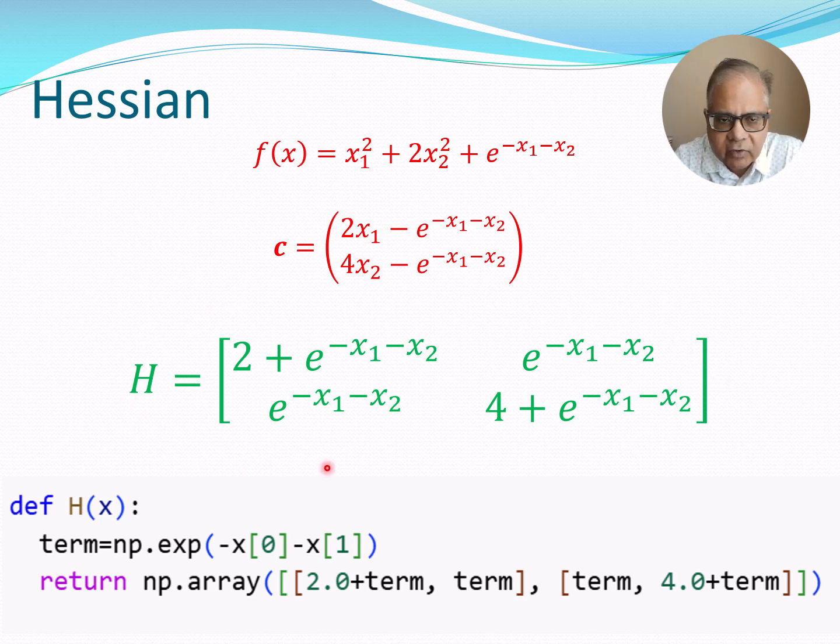Now once we have this matrix here, we can code it in as follows. So here what's going to happen is that we have this function h, and this function returns to me the h matrix. Now one of the things we always do in programming is that if we have something being repeated several times, for example the term e to the power minus x1 minus x2, we can simply define it once and we can use it several times in this program. So here you can see that it is 2 plus term, this is term, this is again term, this is 4 plus term. So I have used this common definition of e to the power minus x1 minus x2 only once and then put it in the Hessian matrix, and I am returning this matrix back.